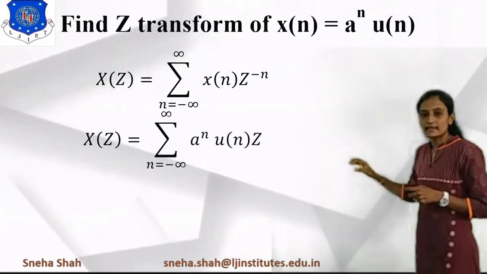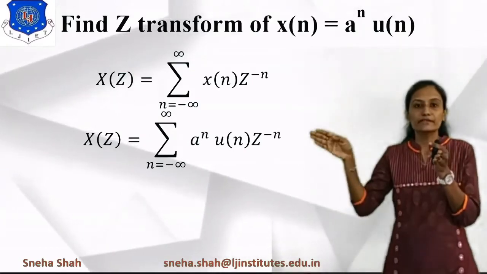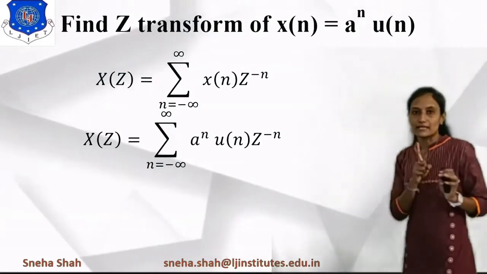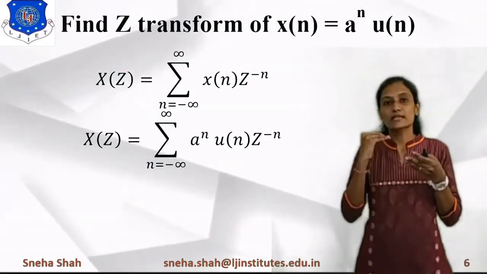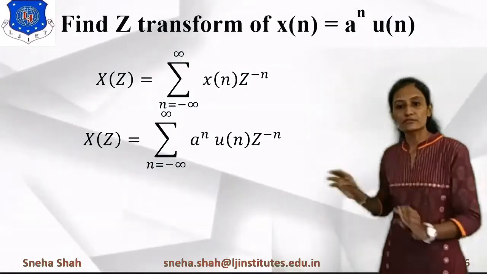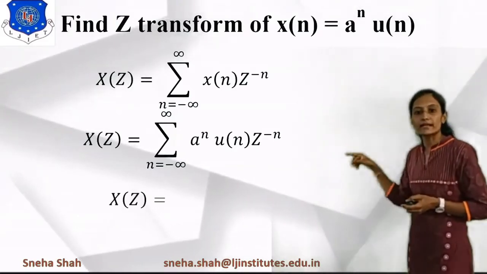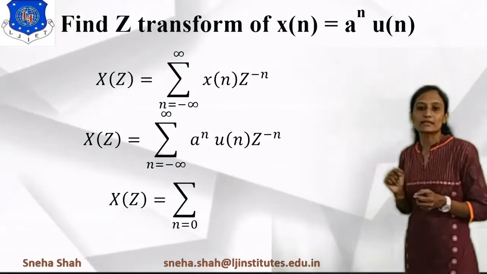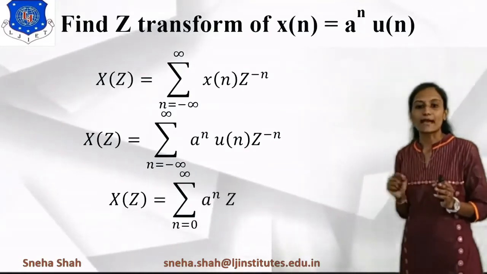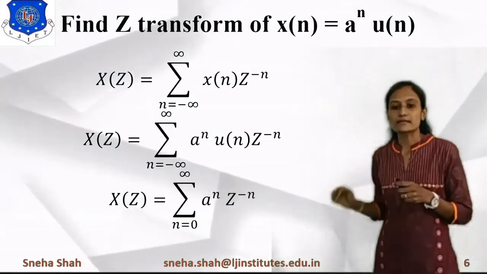Now you can see that the value of u of n from 0 to infinity equals 1. So instead of u of n I am taking 1, for the range of n equals 0 to infinity. Otherwise its value equals 0. So the range will convert to n equals 0 to infinity, and for that the value of u of n equals 1. So the term will be x of z equals summation n equals 0 to infinity a raised to n z raised to minus n.